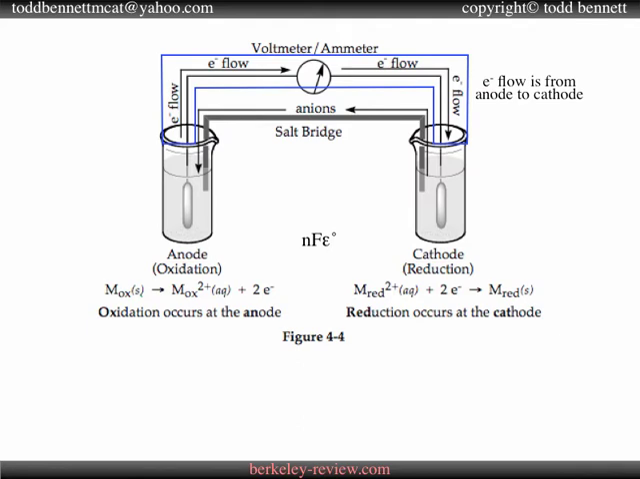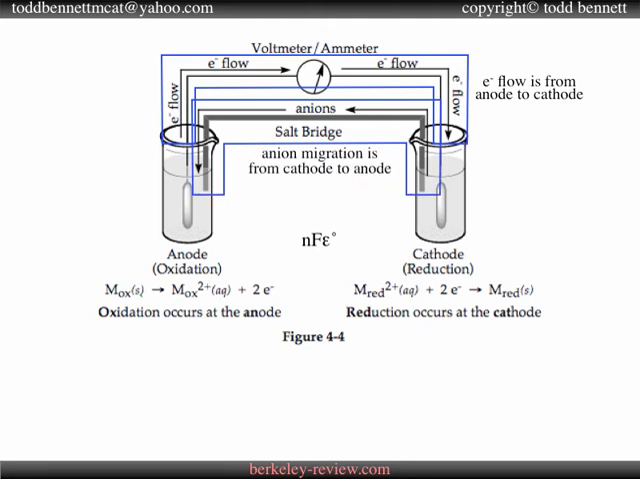The other aspect is also want to focus on electrons flow from anode to cathode, anions migrate to the anode. So 4 parts: oxidation to anode, reduction to cathode, electrons flow anode to cathode, anions migrate back to the anode, and then overall cations get reduced, so cations migrate to the cathode.